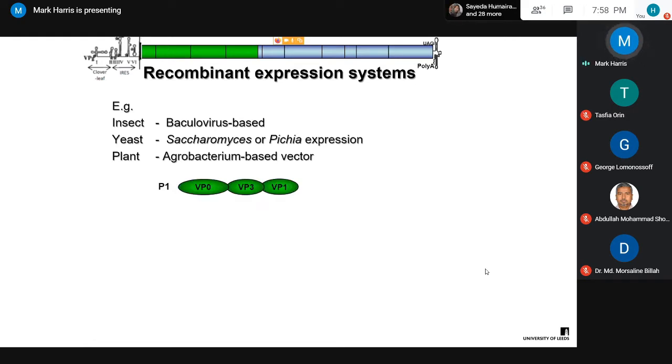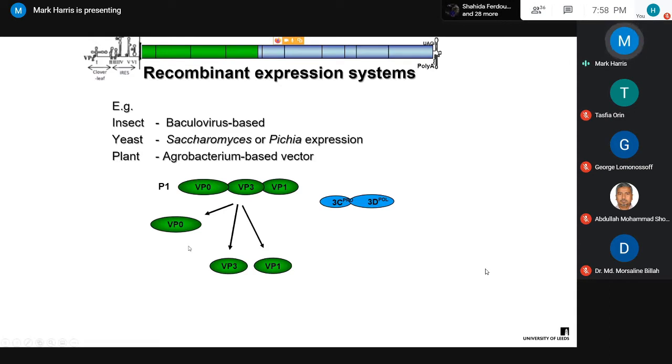But all of these approaches use the same technology, where we are taking the structural protein region, this green part here. We are co-expressing a protease, and that allows the protease to cut up these proteins into their three separate parts and assemble a VLP. So it all sounds quite straightforward. In practice, of course, it was quite challenging.